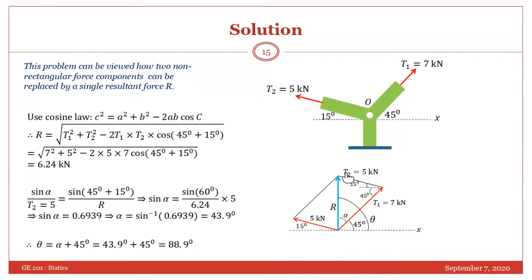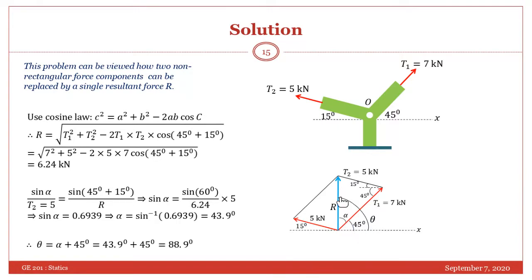Now you can apply the sine law. Suppose this angle is alpha. So sine alpha upon 5 equals sine 60 over R. From here, R is already known to you. So you will get sine alpha, that is 0.6995. From here, you will get alpha, that is alpha equals sine inverse of this, 43.9 degrees. So you got alpha is 43.9 degrees and this is 45 degrees.